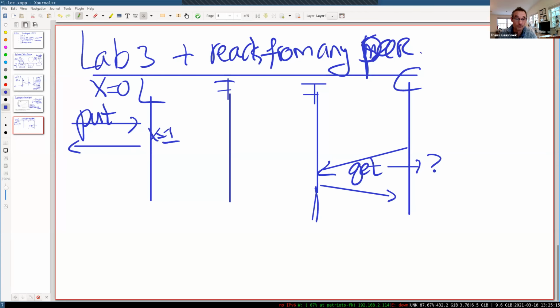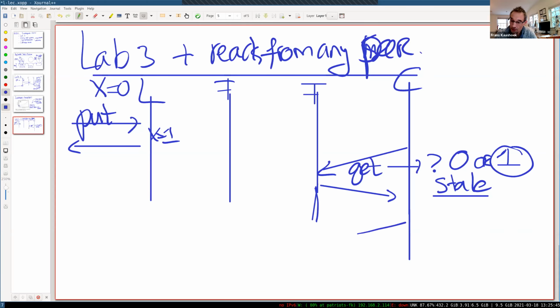It can be either, because maybe the put didn't make it through the leader yet. Yeah, so it could be either. It could return 0 or it could return 1. Right? So it can return stale data. It's a possibility. Let's say it returns 1. So this get returns 1, as a thought experiment, and then the client does another get.